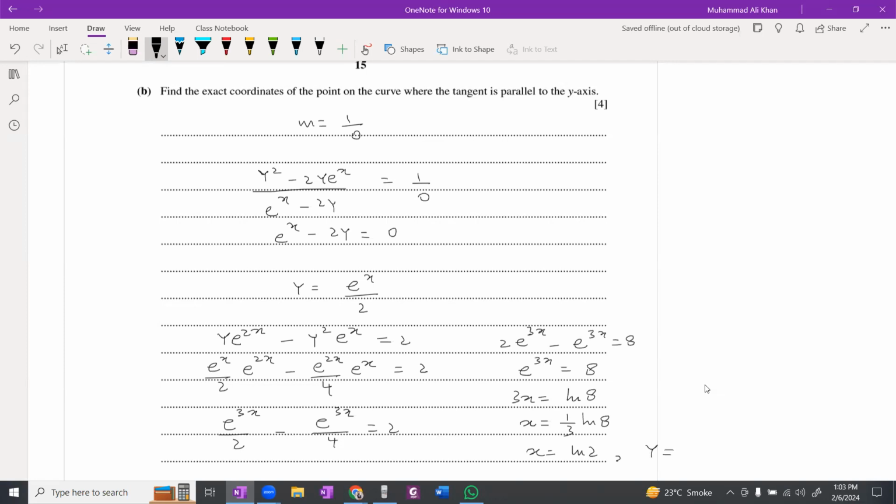If x is ln 2, then what is y? Y will be, we put e power ln 2 upon 2, so ln and e cancel out, 2 upon 2 is 1. The coordinates are x equals ln 2 and y equals 1. These are the coordinates for this part. Now, what is next?